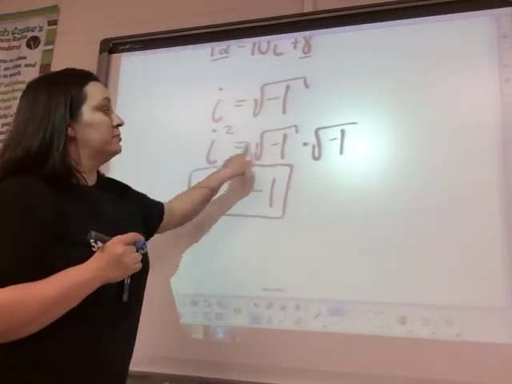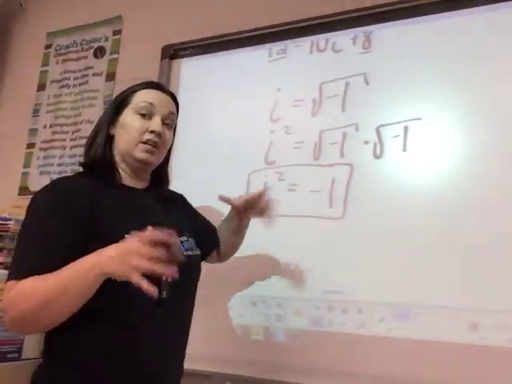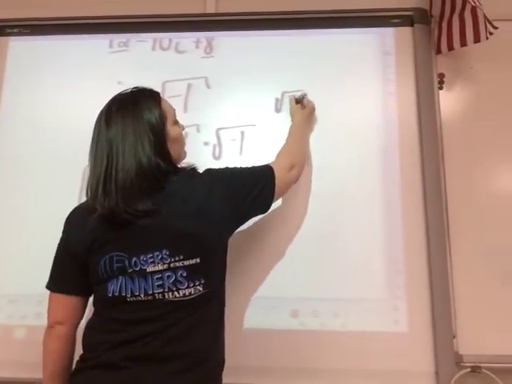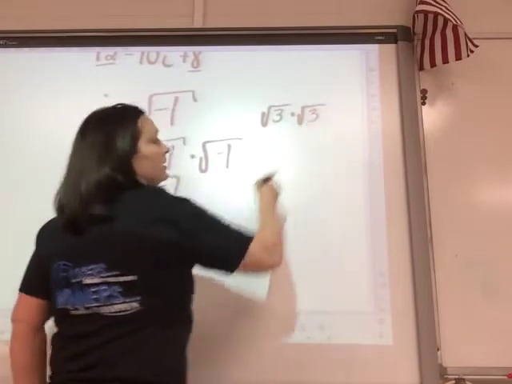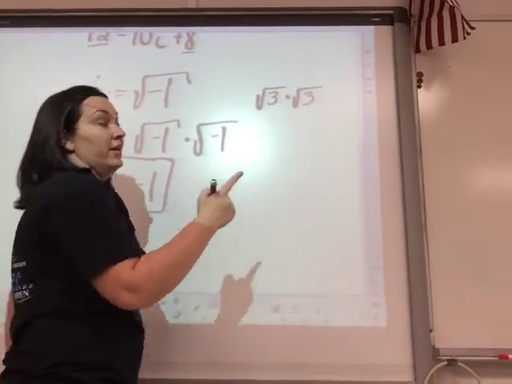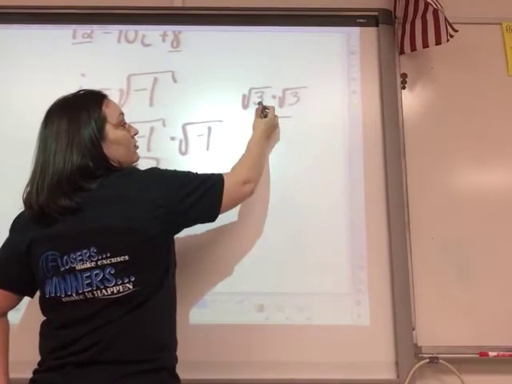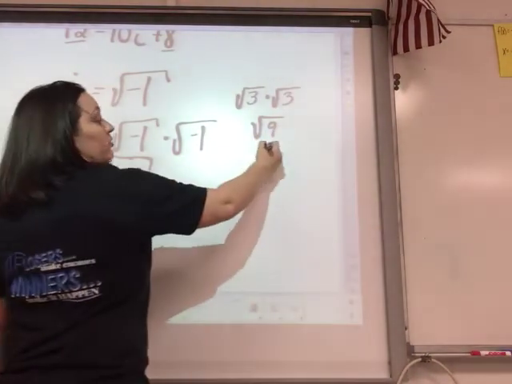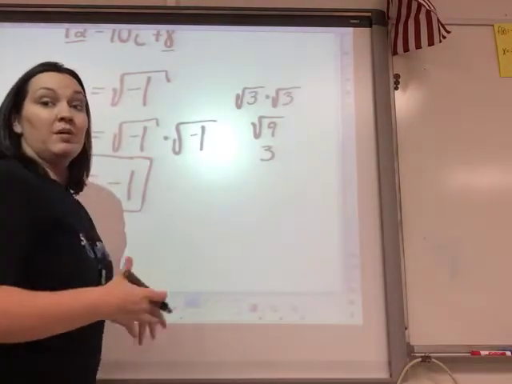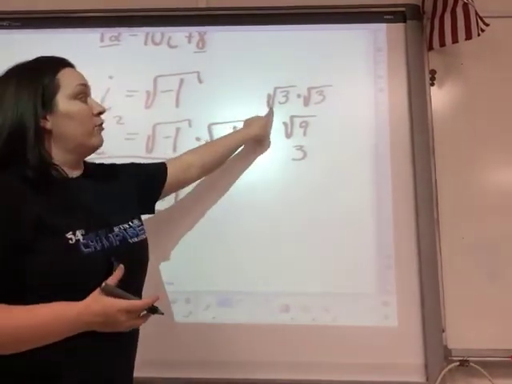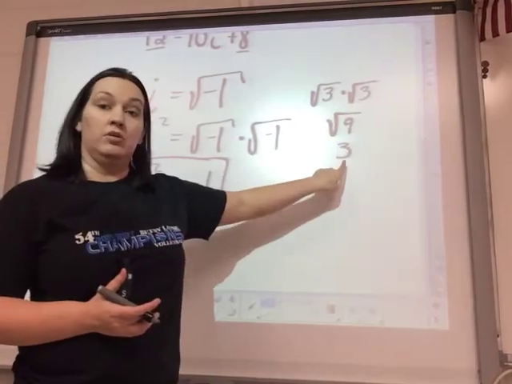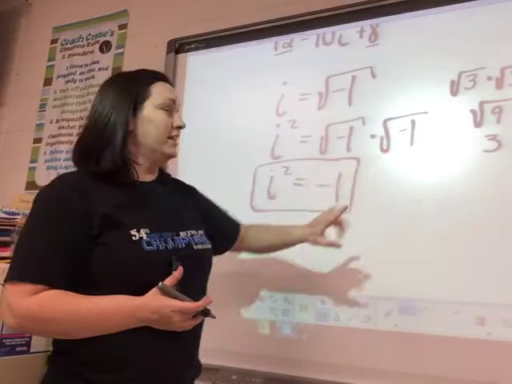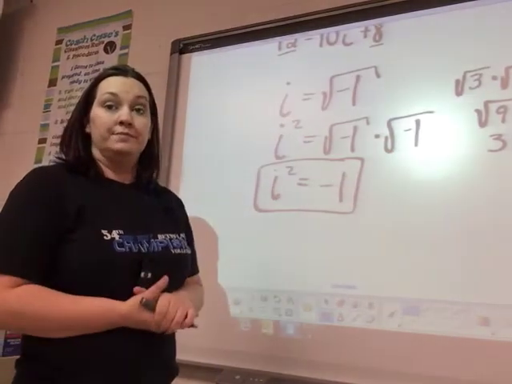Okay? Let me prove this to you right here, because sometimes kids don't understand or they kind of question where it comes from. Let's say you have radical 3 times radical 3. Well, if you multiply that, you're going to get a radical. 3 times 3 is 9. But what do you know about radical 9? Radical 9 is 3. So that's why we can always jump that middle step. A radical times itself is always the number on the inside, which is why radical negative 1 times radical negative 1 is simply going to be negative 1.